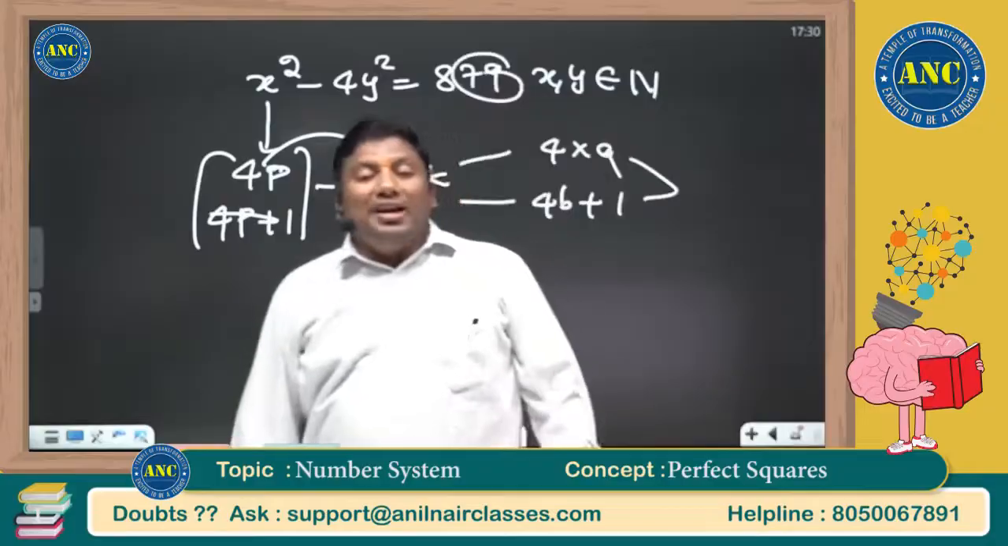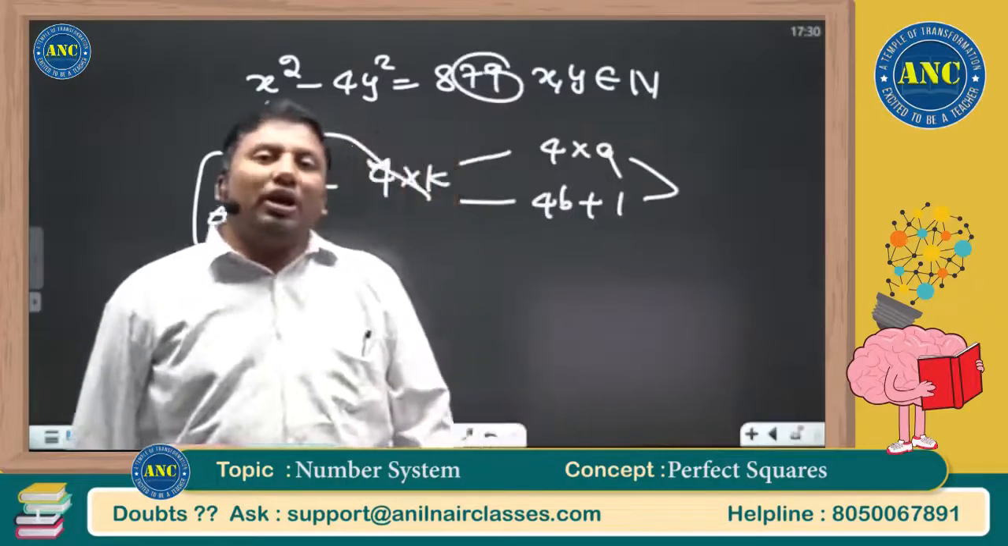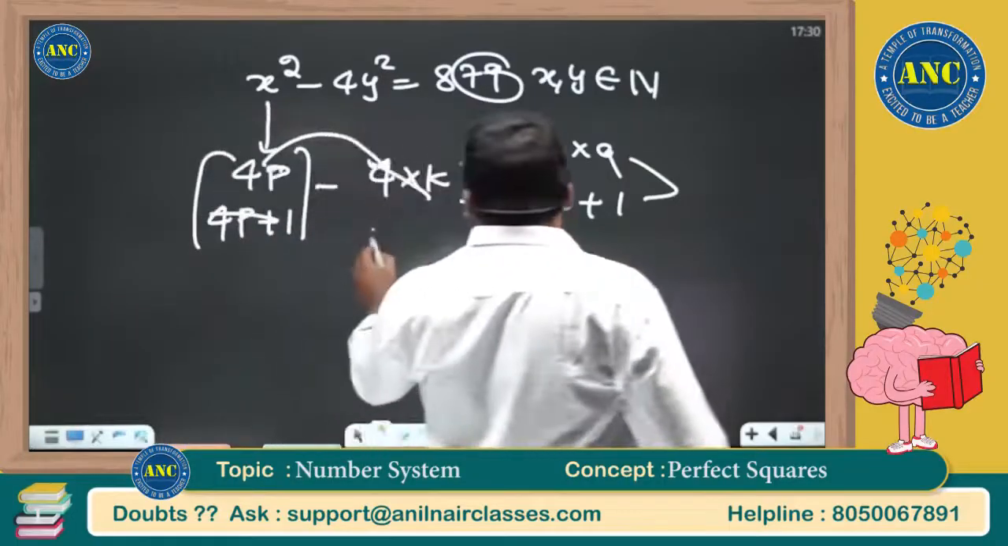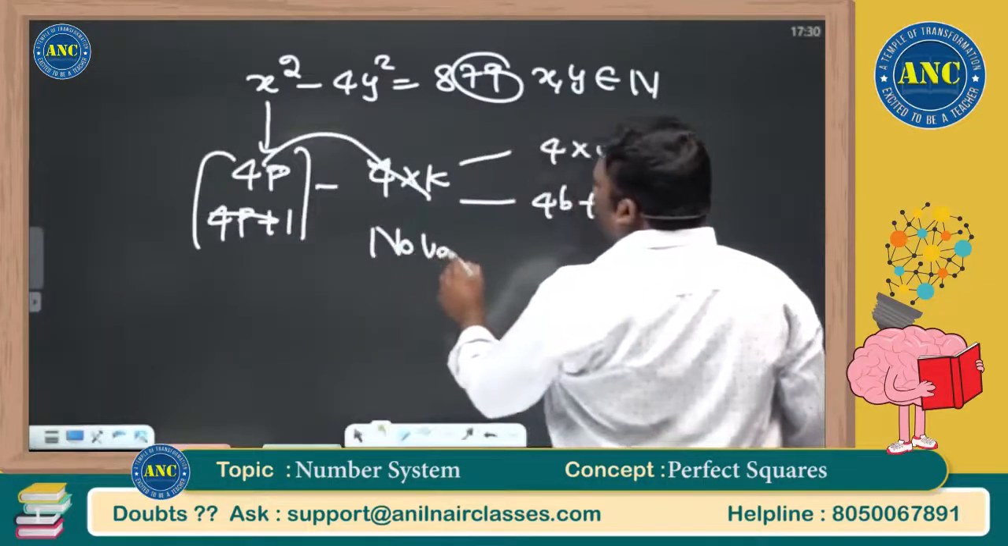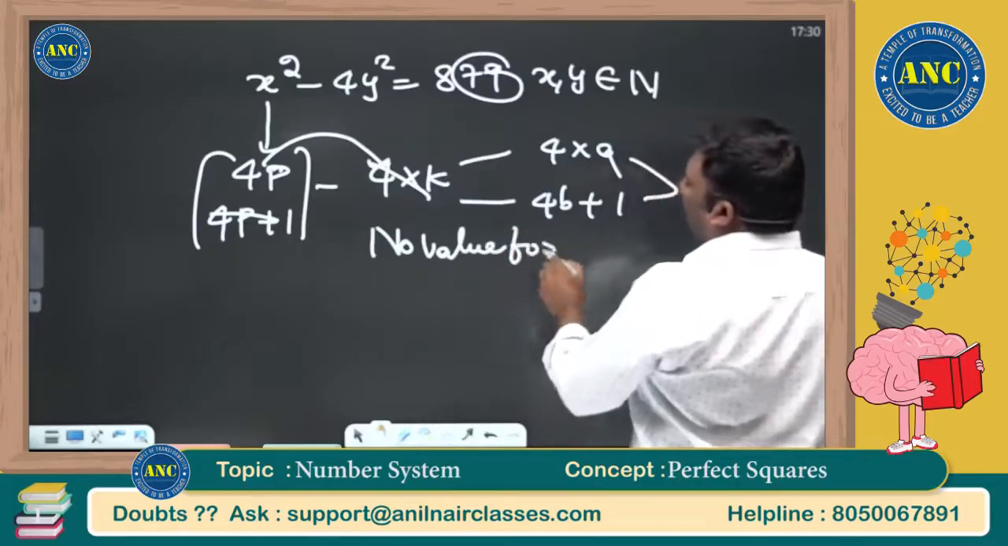879 is 4 into 219 plus 3. The 4k plus 3 form does not arise. What is the answer for this question? No value for x, y exists.